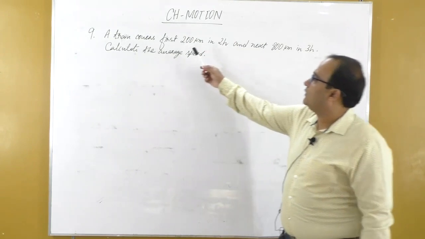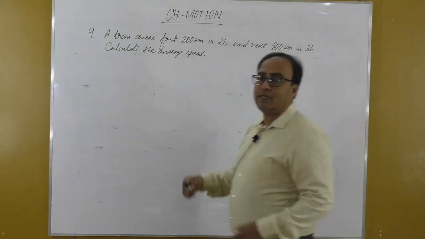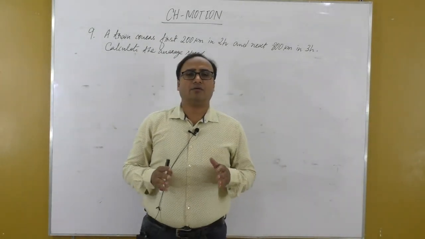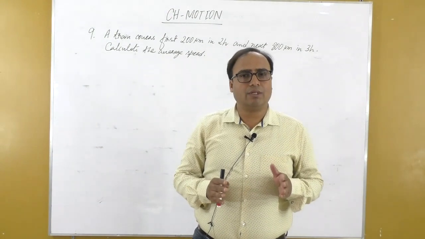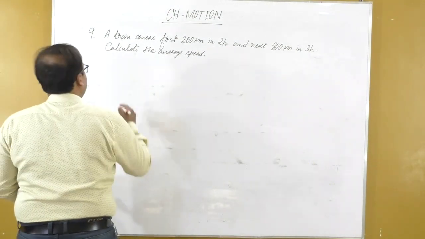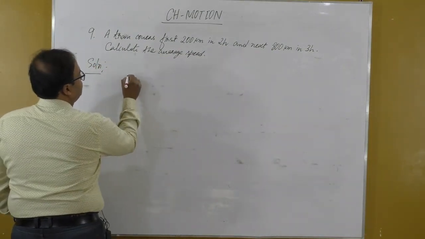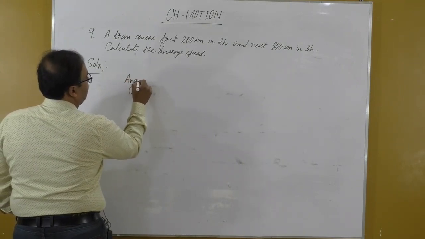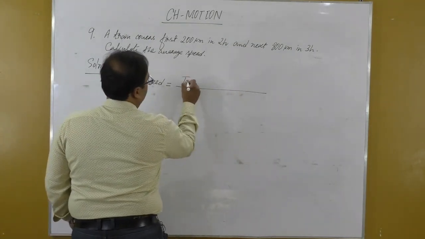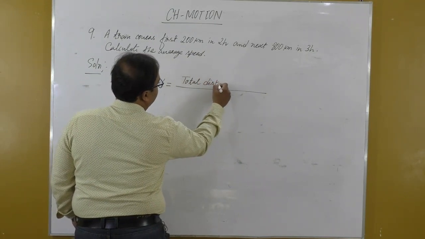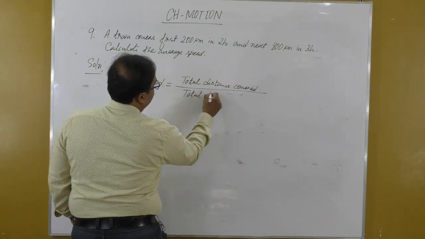Question number 9, a train covers first 200 km in 2 hours and next 800 km in 3 hours. You will have to calculate average speed. And we already know the formula to calculate average speed. Average speed is equal to total distance covered by total time taken. So in this particular numerical, if you look at the solution here, the formula for average speed, you already know it is total distance covered by total time taken.